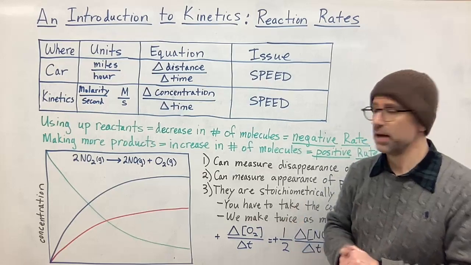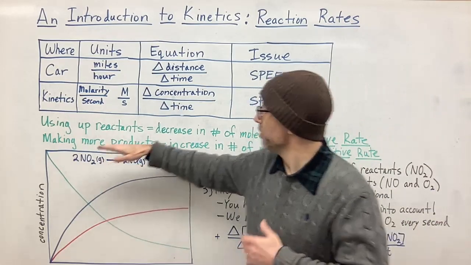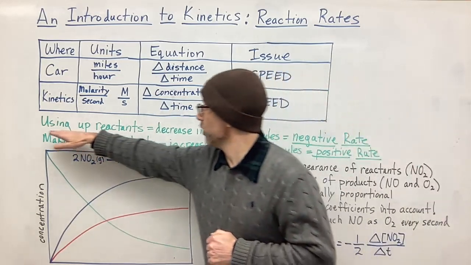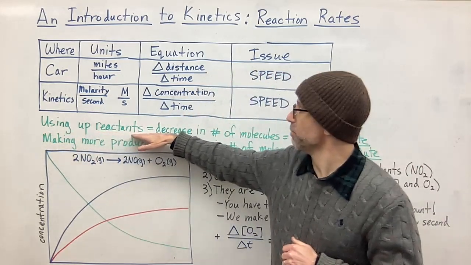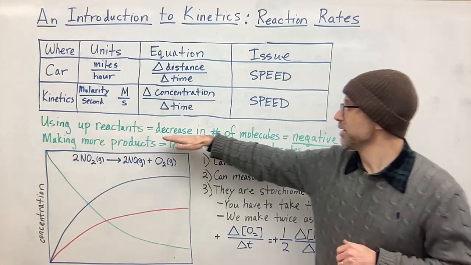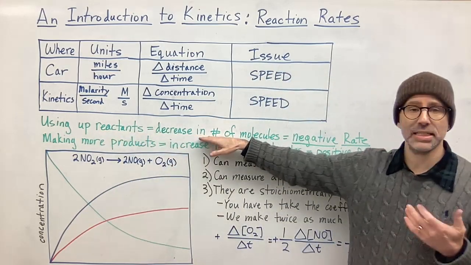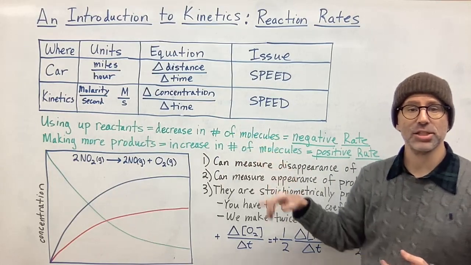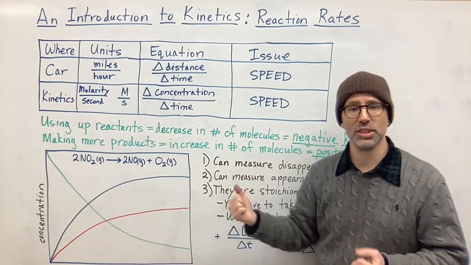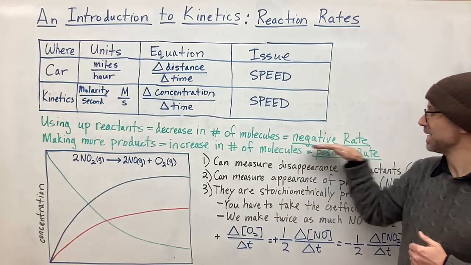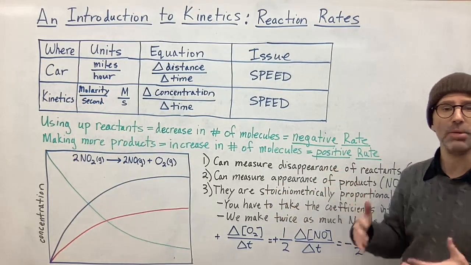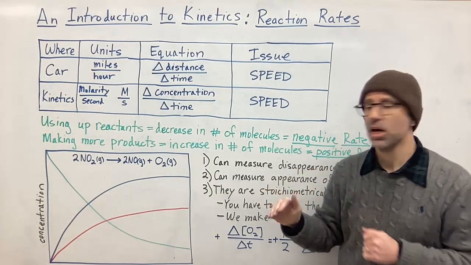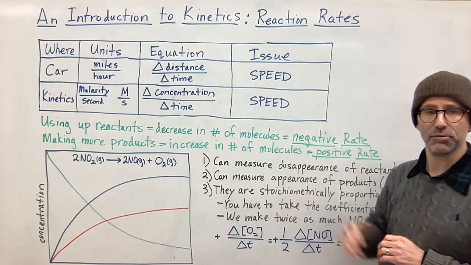And again, this will give us the average speed of the reaction over time. So if we think about what's happening with the reactants and products during the reaction, we're using up our reactants. And so that means that over time, we're going to see a decrease in the number of reactant molecules. And as those molecules decrease, we should see a negative rate, right? Why? Because the number of molecules is decreasing, so the rate is negative.